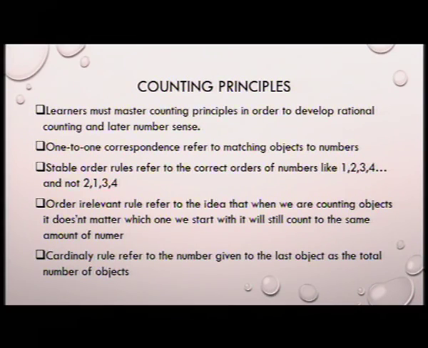And then the cardinal rule refers to the number given to the last object as the total number of objects. If you have 5 objects in a row, and somebody asks you, how many objects do you have there? The cardinal rule says that the last number that you mention, if you say 1, 2, 3, 4, then the last number is 4, then you have 4 objects. If the last number that you name is 5, then you have 5 objects. If it's 6, then you have 6 objects. That is the cardinal rule. The last number that you mention is the number of objects that you have.